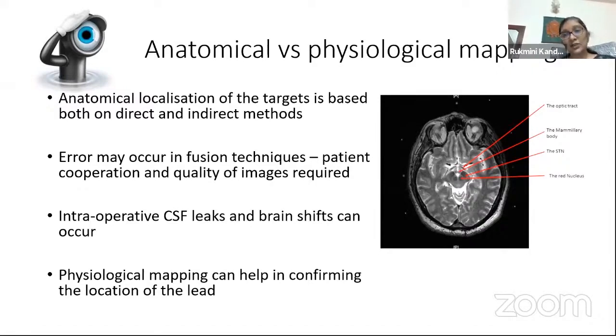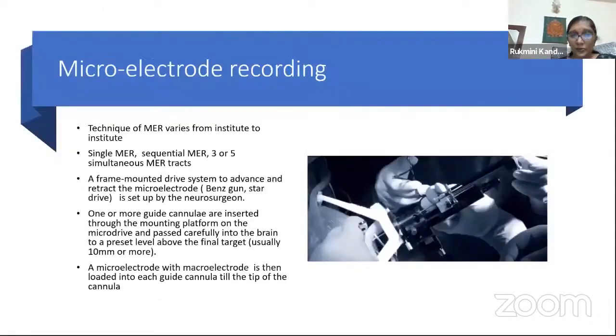And finally, at the end of the day, all of us want the lead to be in the perfect position, because unless you are in the perfect position, the patient is not going to improve. So the technique of microelectrode recording, which is the first step, varies from institute to institute. Some institutes use a single microelectrode recording. Some use sequential microelectrode recording in 2 or 3 targets. Then some people use 3 or 5 simultaneous MER recordings.